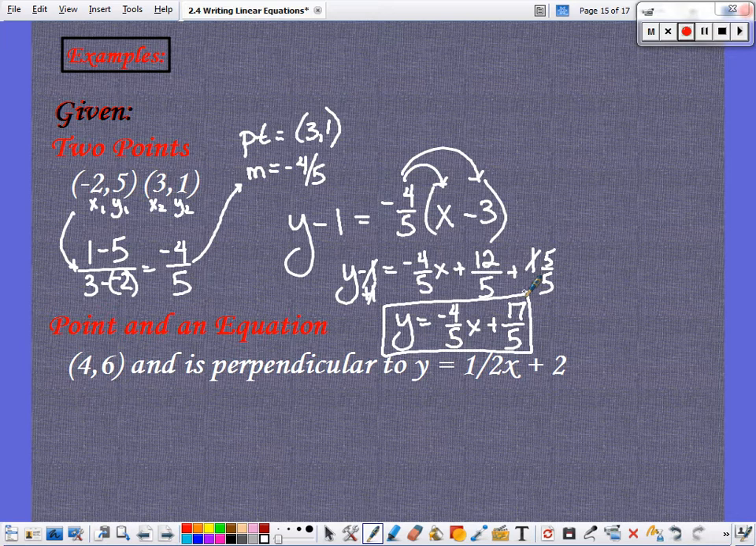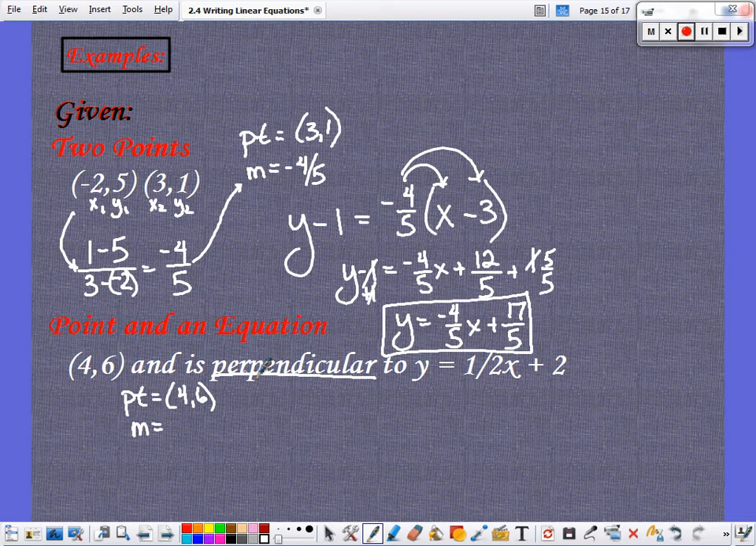The last one we're going to take a look at here is a point and an equation. When we're talking about a point and an equation, we're saying that I want to write an equation of something that goes through the point (4, 6). Anytime you want to write an equation, you've got to know a point and you've got to know a slope. And they gave us a point. We don't know the slope.